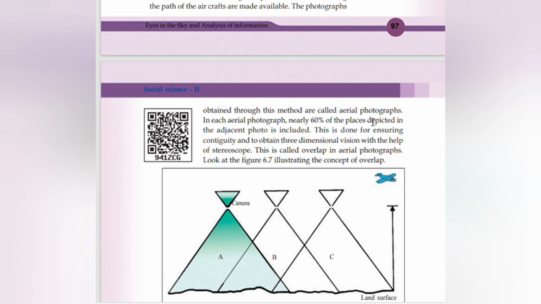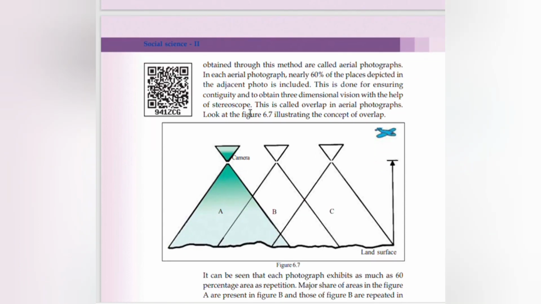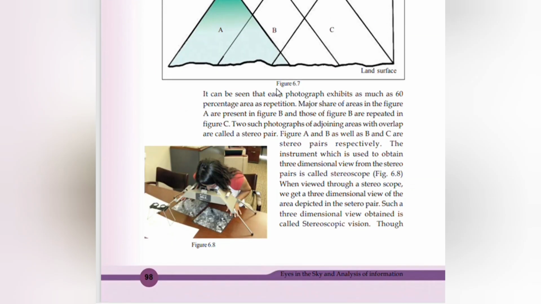In each aerial photograph, nearly 60% of the place depicted in the adjacent photo is included. This is done to ensure contiguity and to obtain three-dimensional vision with the help of a stereoscope. It is called overlap in aerial photographs. Illustrating the concept of overlap, it can be seen that each photograph exhibits as much as 60% area as repetition.